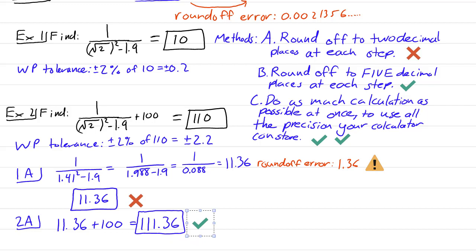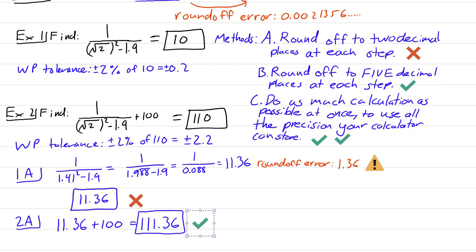So this is another reason why you're getting some answers wrong in WileyPlus, but other answers right. It's because you have some kind of error. You're off by a little bit. And if the answer is a smaller number, like 10, then 2% of a smaller number is a smaller error tolerance. If the answer is a bigger number, like 110, then 2% of 110 is a bigger error tolerance, and it will mark it right. So, anyways, that's what's happening with those.